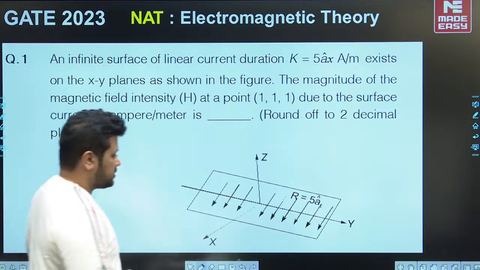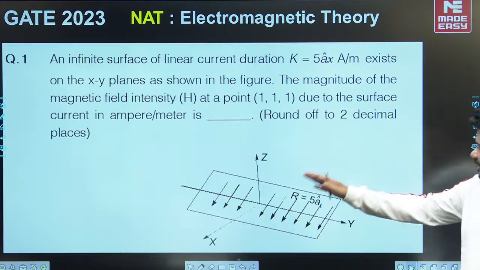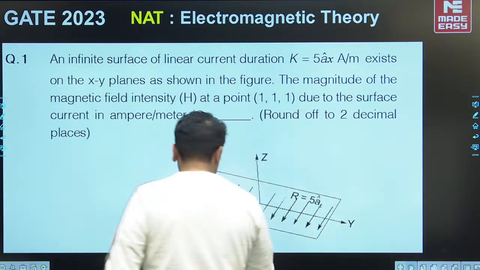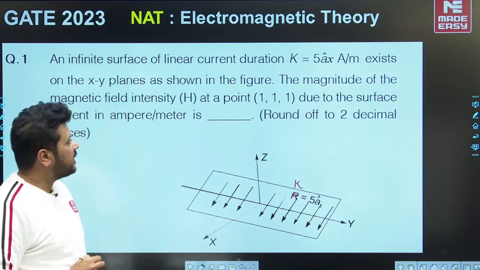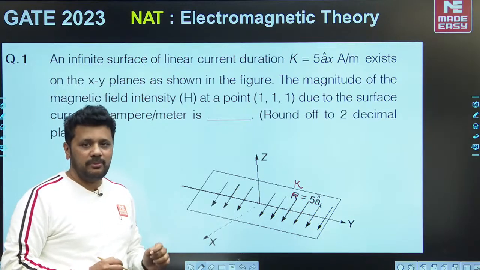This is a question. Let us see this question. An infinite surface of linear current distribution. So this is a sheet current, right? This is a K vector, which is given as 5 ax. They are asking what is the magnitude of the magnetic field intensity at (1, 1, 1)?